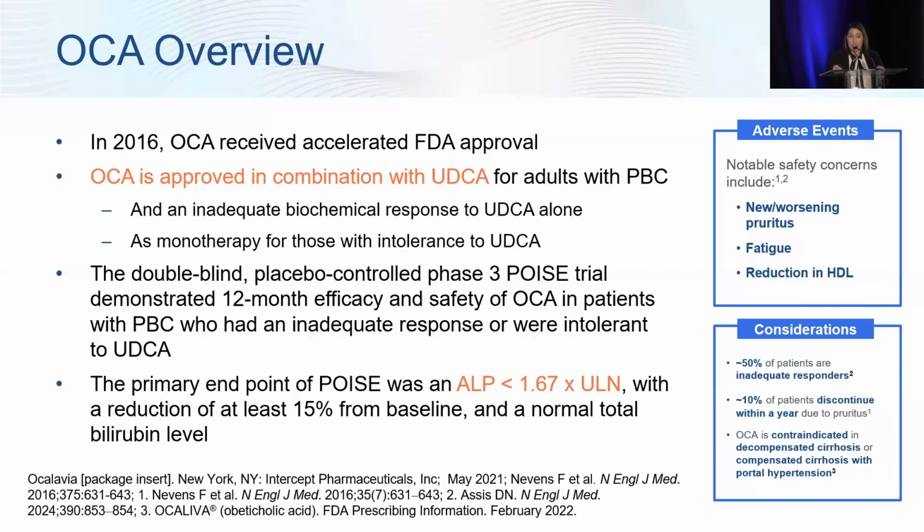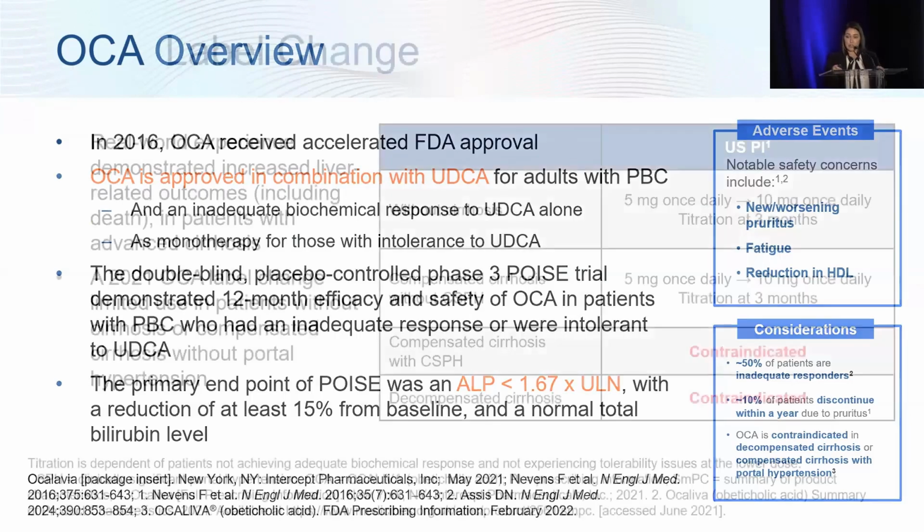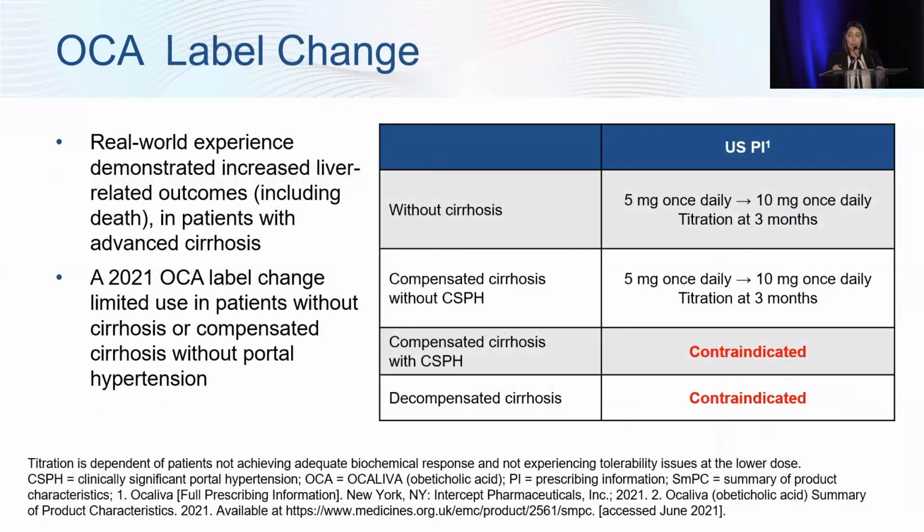Notable safety concerns: new or worsening pruritus in a disease that can manifest oftentimes with pruritus. So literally a difficult pill to swallow, pun intended. Worsening fatigue, right? And then 15% had an inadequate response to Ocaliva. 10% of patients discontinued this within a year because of pruritus. And then this is contraindicated in patients with decompensated cirrhosis or those with clinically significant portal hypertension.